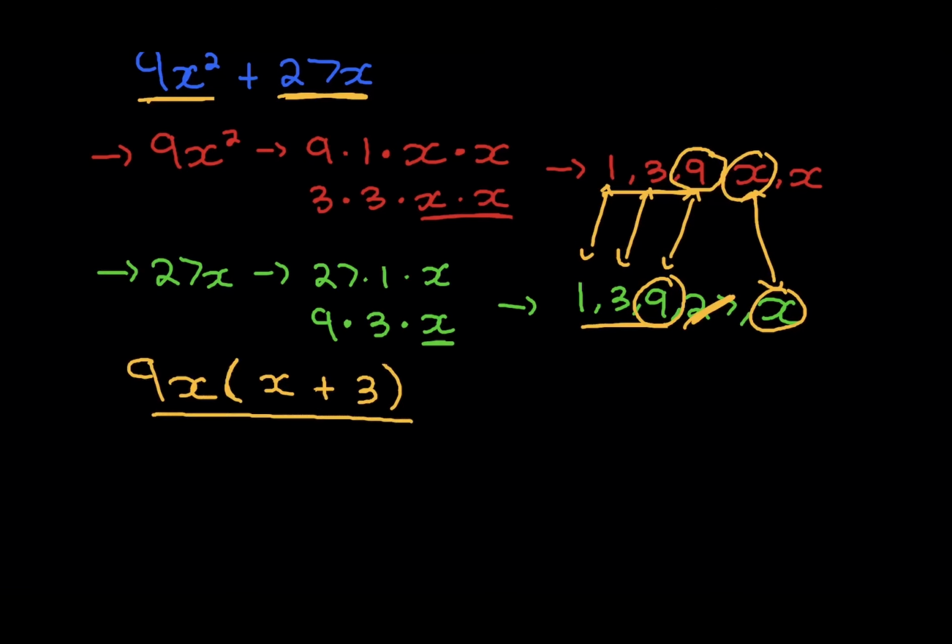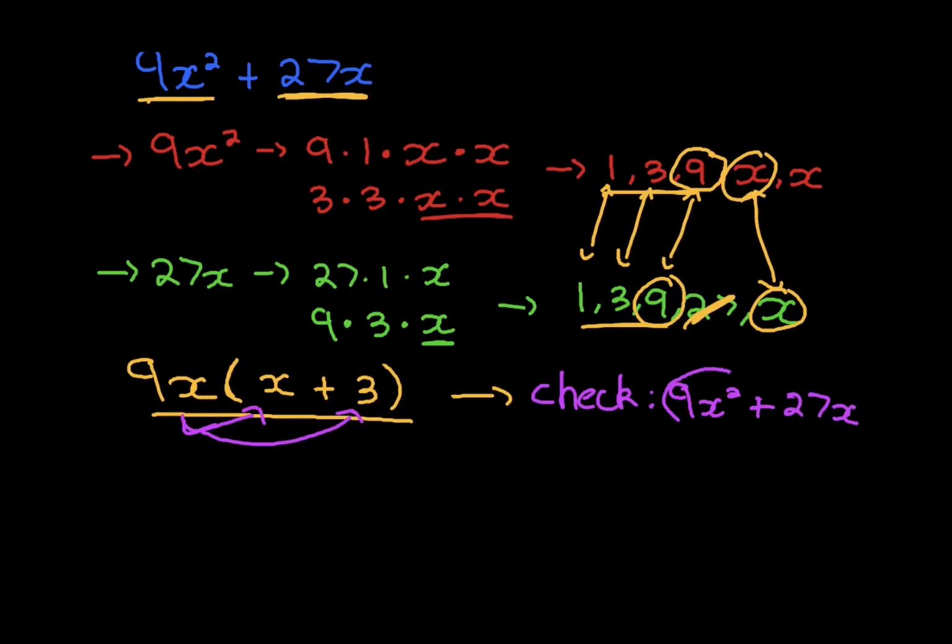And just to perform a little check, we can expand this bracket. We can say 9x times x and 9x times 3, and we get 9x squared plus 9x times 3, which is 27x. And this was what we originally had in the question.